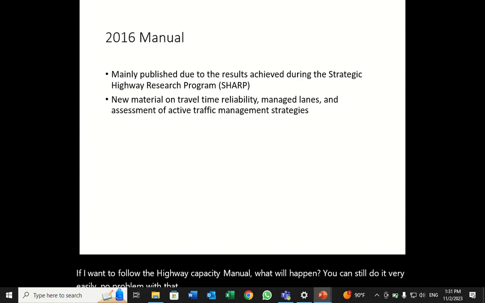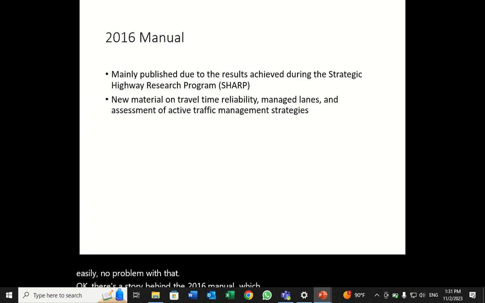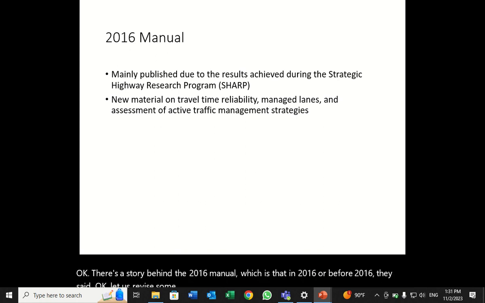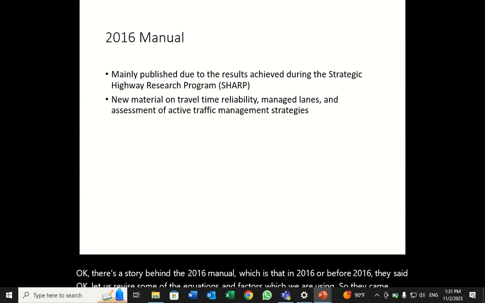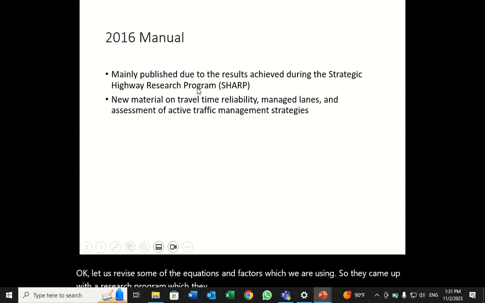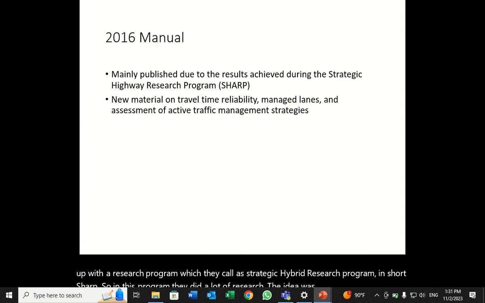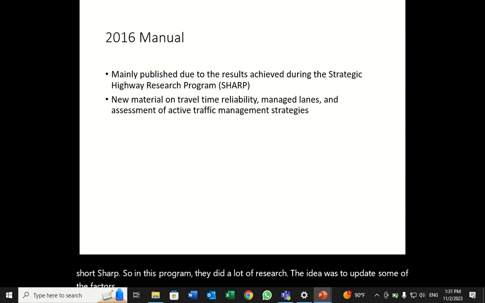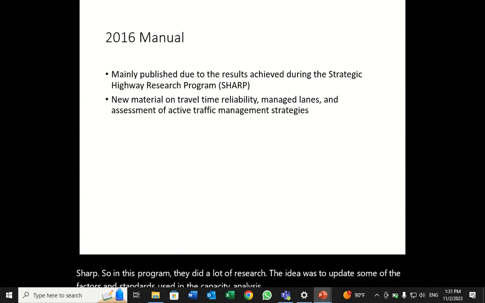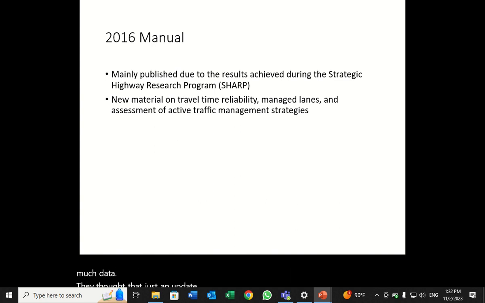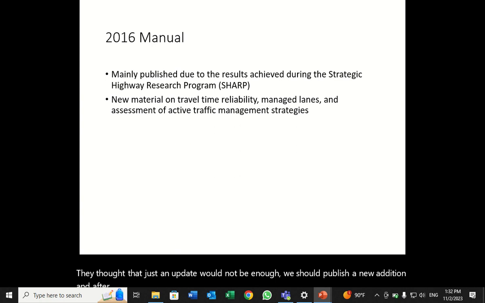Okay, there's a story behind the 2016 manual, which is that in 2016 or before, they said, okay, let us revise some of the equations and factors which we are using. So they came up with a research program which they call the Strategic Highway Research Program, in short, SHRP. In this program they did a lot of research. The idea was to update some of the factors and standards used in the capacity analysis, but eventually they came up with so much data, they thought that just an update would not be enough, we should publish a new edition. And after that they got so encouraged that they are now doing it every 6 years. This is what I heard.